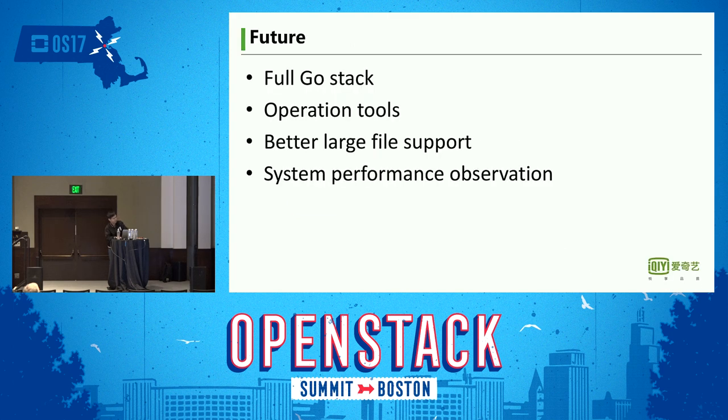About the roadmap, we plan to implement the whole blob engine, including the auditor and replicator, with Go. And some operation tools such as metadata backups and volume file recovery are needed to make the data as reliable as possible. Also, we want to improve large file handling. Currently, before the files are saved to the disk, they are held in a buffer in memory. We also want to add some performance probes in the code so we can monitor the system itself.